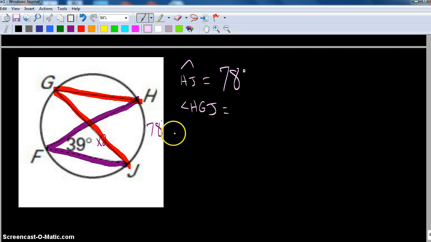But how much is the angle? To go inside, we need to divide by 2. Divide by 2, which gives you 39. So two different angles in different locations, but the same arc. It happens. Now let me erase this real quick.